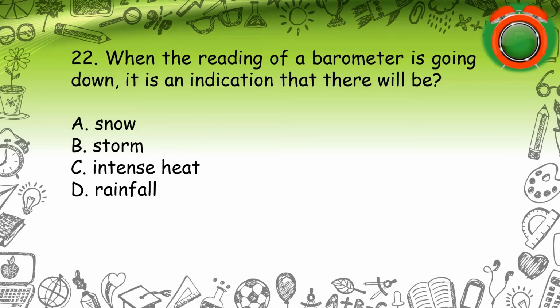Number 22 question. When the reading of a barometer is going down, it is an indication that there will be A. Snow, B. Storm, C. Intense heat, D. Rainfall.